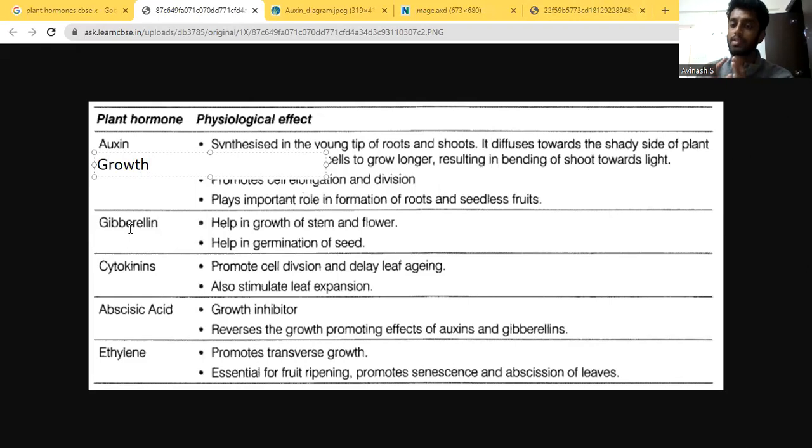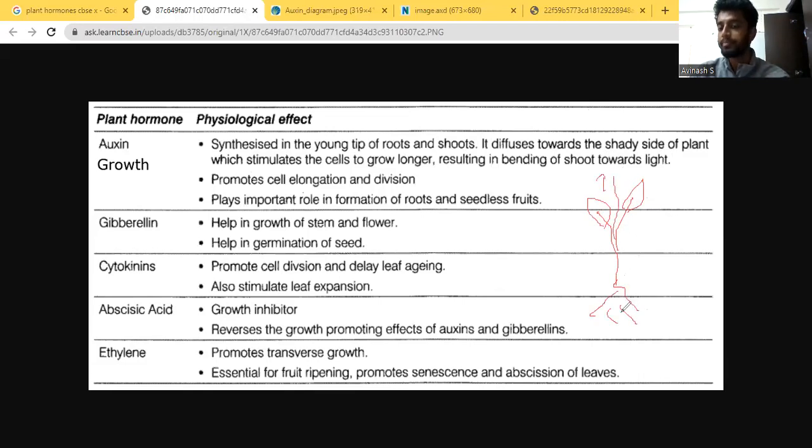The plant has to grow in terms of length, and in terms of breadth also. It has to grow laterally as well. So to assist the plant's growth, auxin is the hormone which helps in the growth of the plant. So how does it help? Auxin is synthesized in the root and shoot tip. The shoot needs to grow and the root also needs to grow. If you have a plant like this, the tip of the plant should keep growing and the root should also keep growing downwards. Both of these growths are assisted by a hormone called auxin.